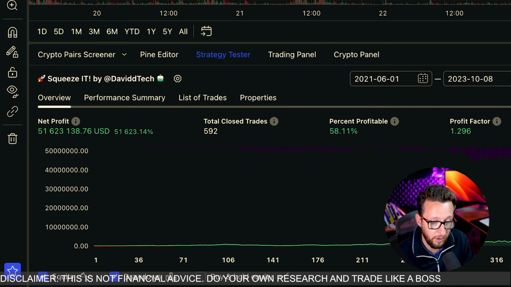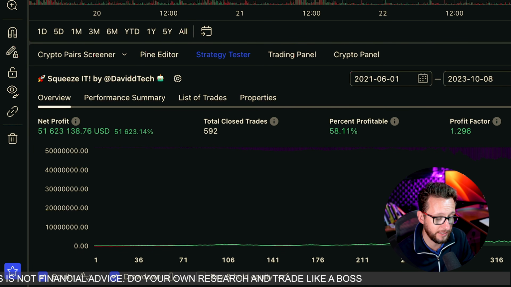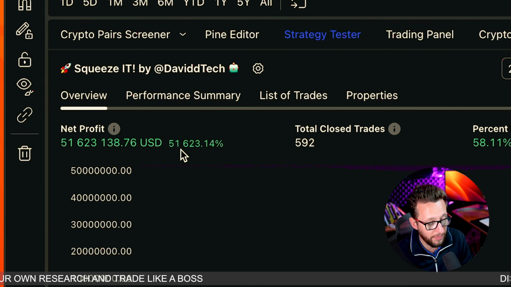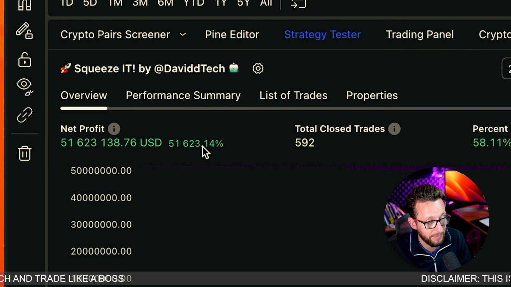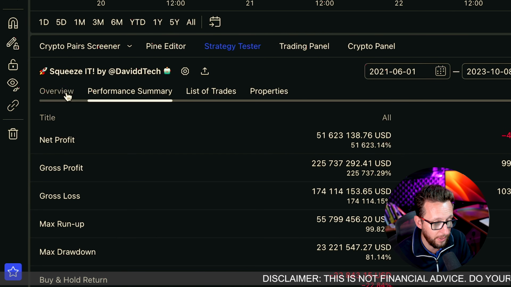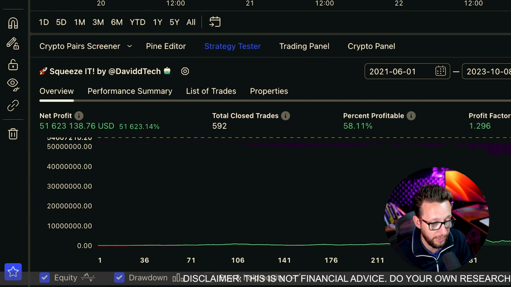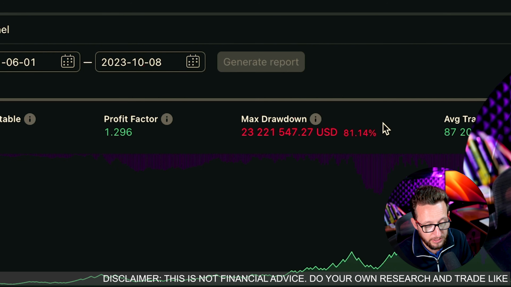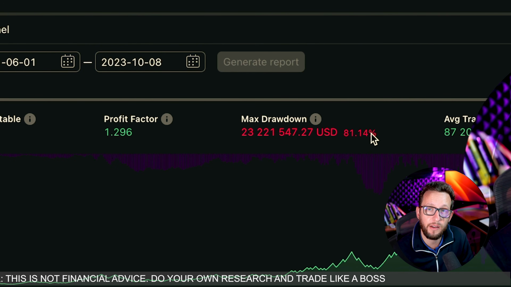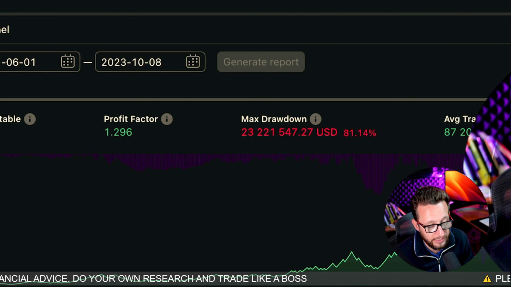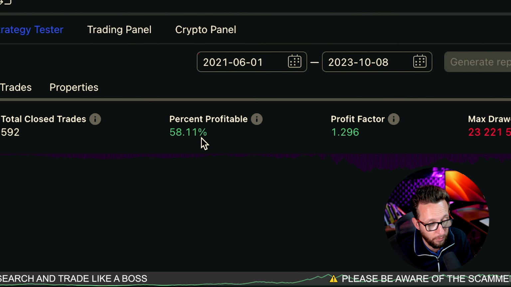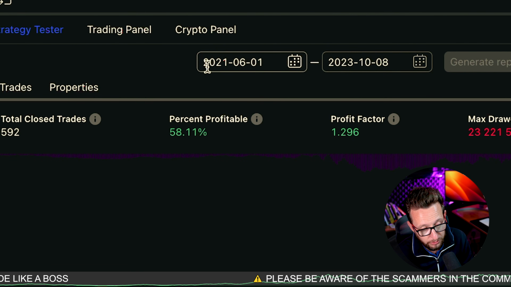Like I said earlier, this is on 100x leverage. If we look at the deep backtesting results, we have 51,623% profit. In the same period, we would have lost 22% on Bitcoin if we had invested here and just left it. But the max drawdown was absolutely awful at 81%, which I guess you expect when you're trading at 100x. The profit factor has gone down to 1.2, and we still have a very decent win rate of 58.11. Now that's all the way back to 2021.